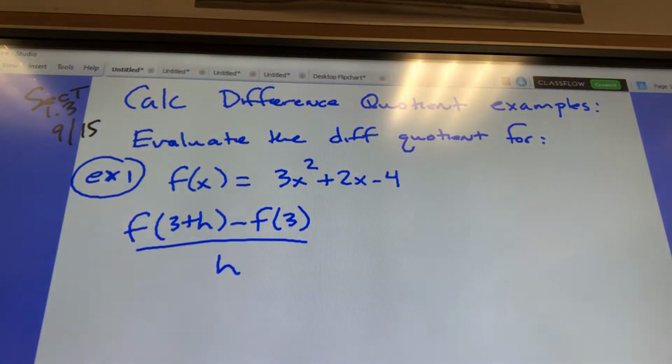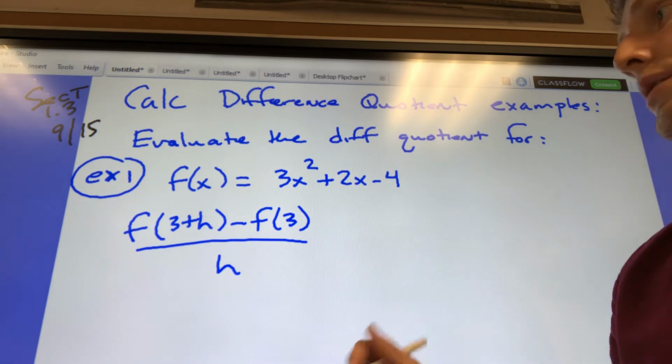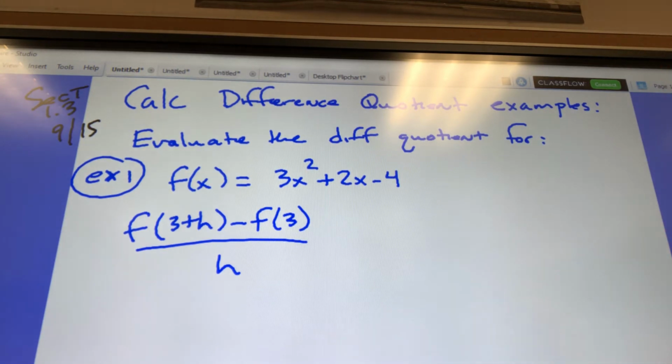All right, calculus. It doesn't matter if you are remote, A day or B day. These are going to be 2 or 3 very good examples talking about the difference quotient.